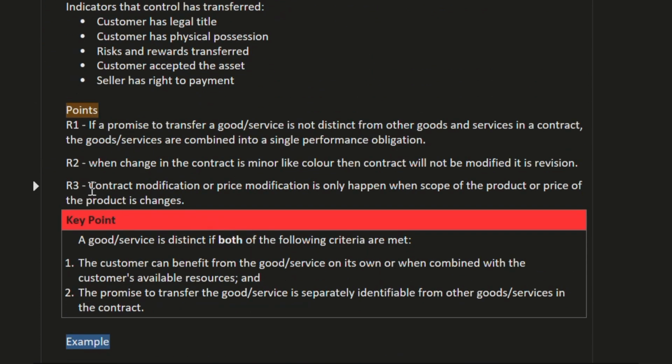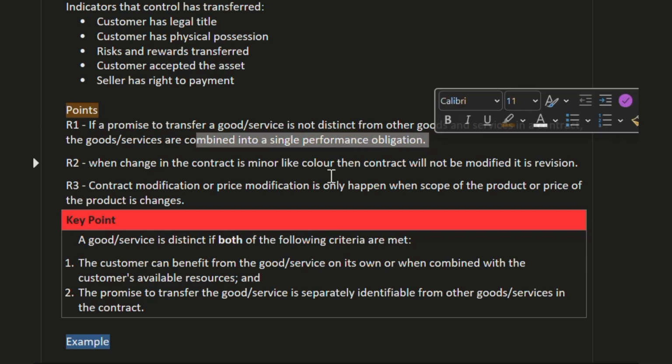Now, there are 3 points which we need to learn by heart. First one: if a promise to transfer goods or services is not distinct from other goods and services in a contract, the goods or services are combined into a single performance obligation. So if the goods or services are not distinct from other goods and services, then they are combined into a single performance obligation.